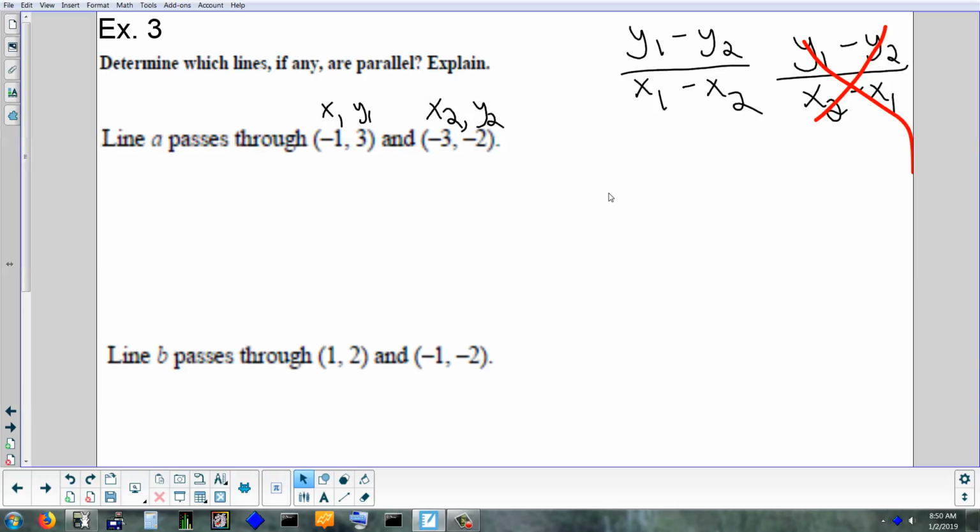You could do it the other way around too. You could do these as X1, Y1, and this is X2, Y2. It doesn't matter. But you can't do X1, Y2. It doesn't work that way. So just be careful about how you label them.